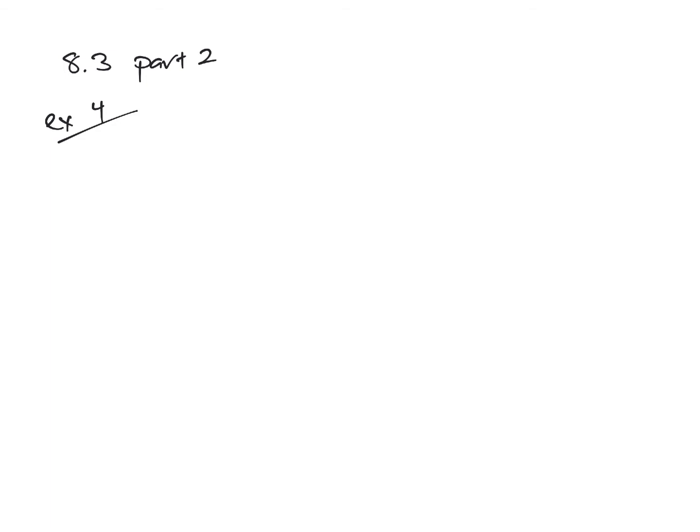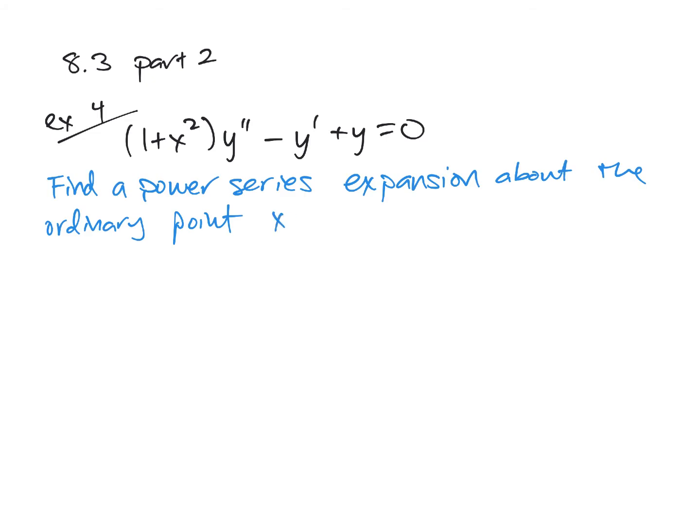So here's the equation. We've got (1 plus x squared) times y double prime minus y prime plus y equals 0. So the gist here is that we want to do a power series expansion around an ordinary point x equals 0. And how is it obvious that x equals 0 is an ordinary point?